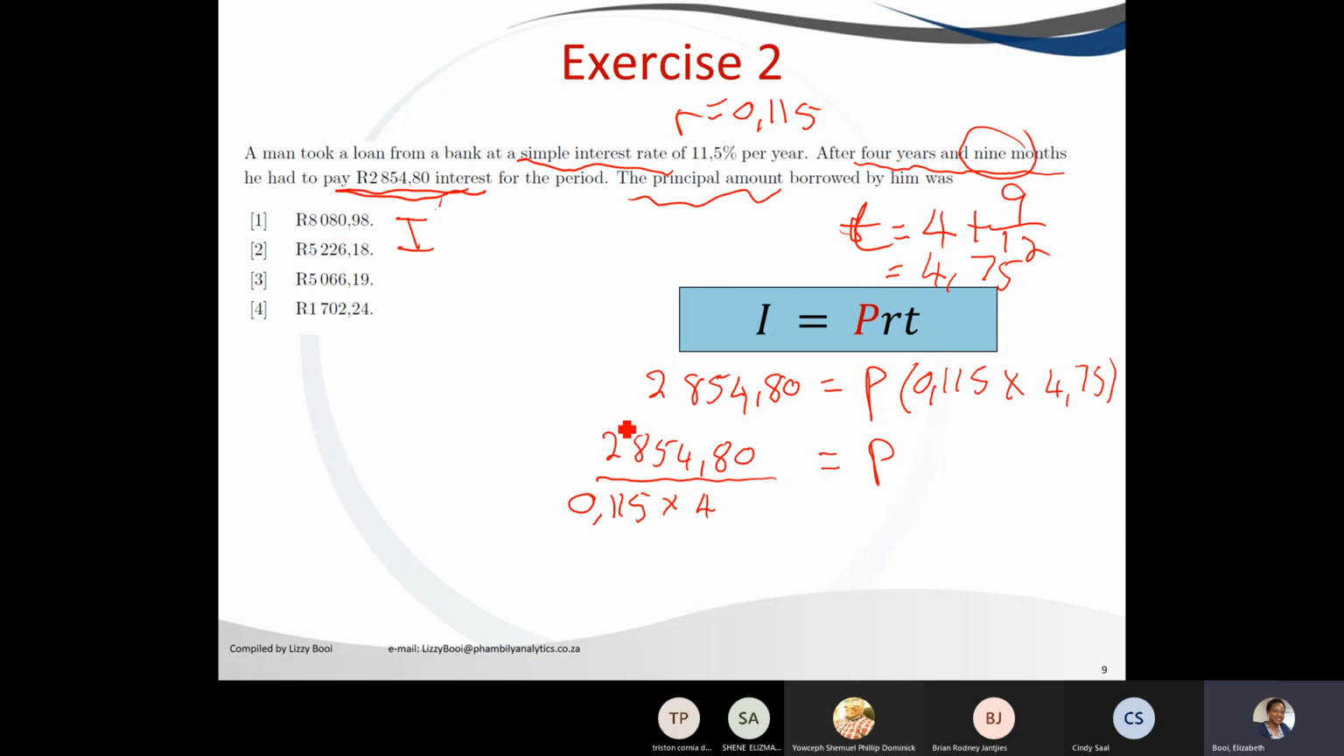Plus I am using my phone. 75. What will be the answer? And what is the answer that you got?